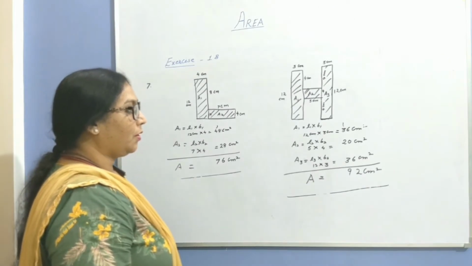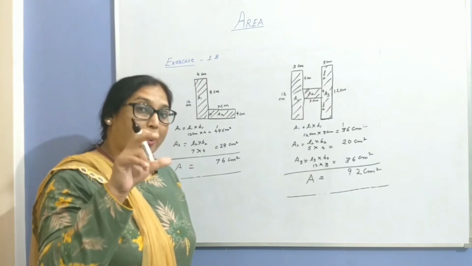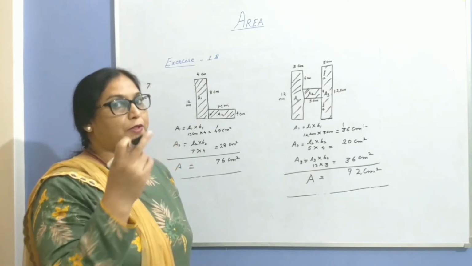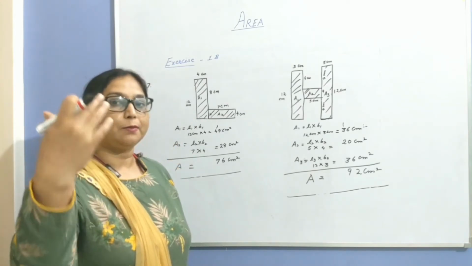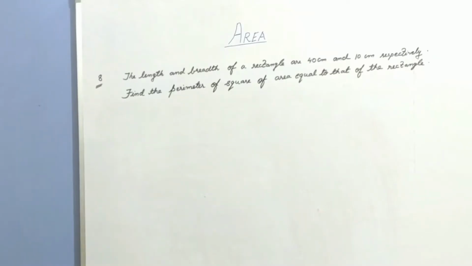This is how, by dividing the given shape into squares and rectangles, you find the area of each square or rectangle and sum up all to get the area of the complete figure. Students, look at question number 8.